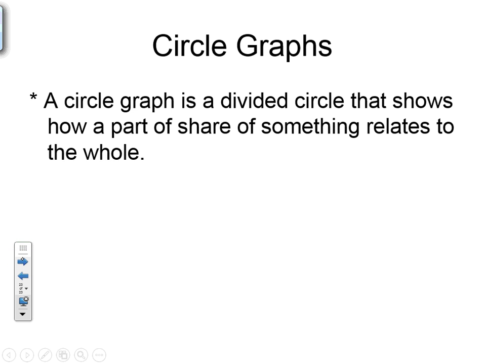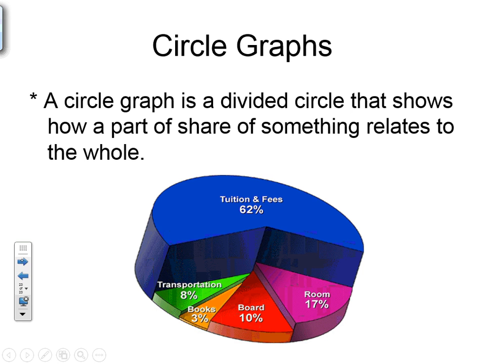And lastly, let's take a look at what a circle graph would look like. And this is a really fancy circle graph, kind of in 3D. You may call a circle graph a pie graph or pie chart. They're very interchangeable, and this is what they're going to look like. This circle graph, I believe, has to do with the breakdown of where college students spend their money when they go to college. So you can kind of see a percent.